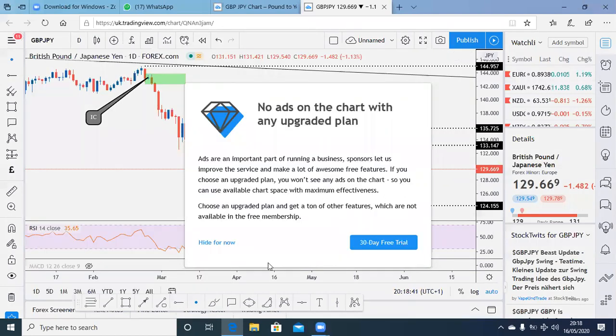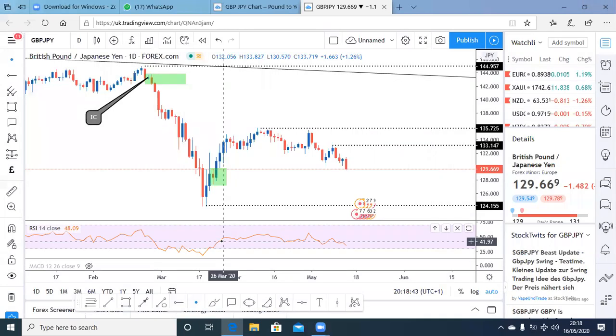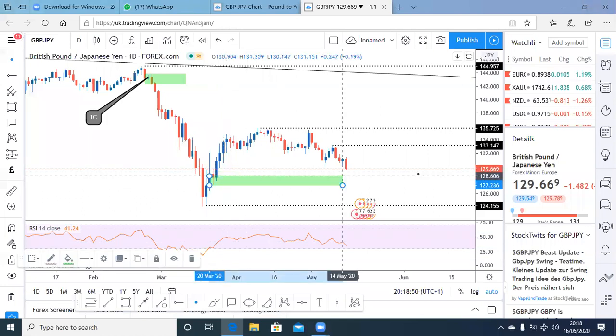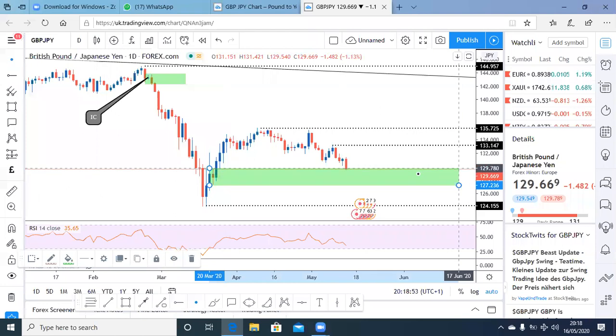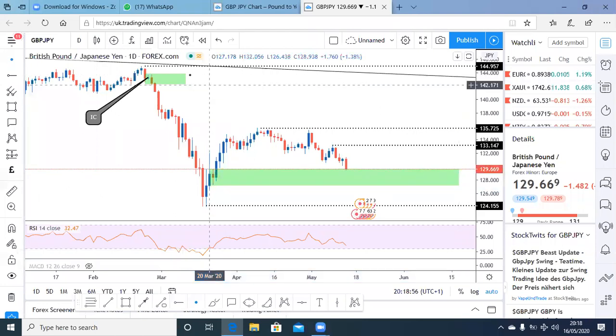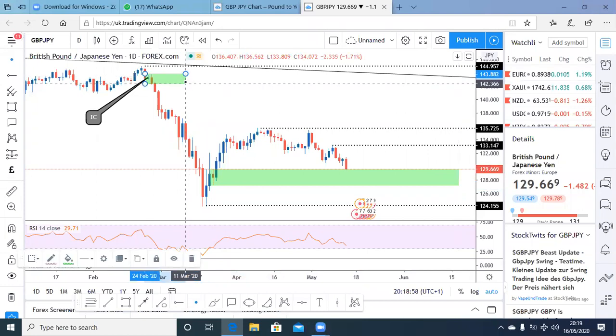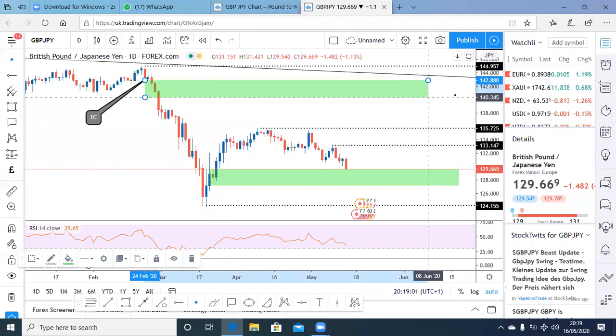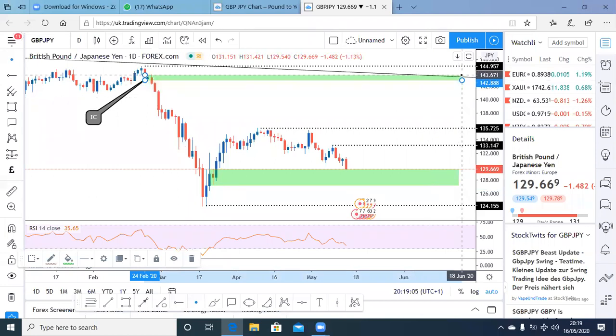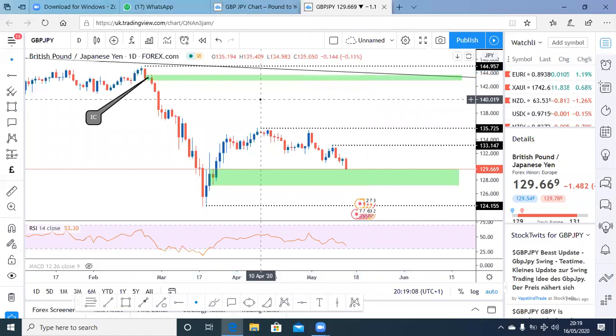All right. So every single place that I've marked as an institutional candlestick, all I'm going to do is stretch out the zone. And if we go on the lower time frame, we're going to start seeing something very, very significant about these candlesticks right here.